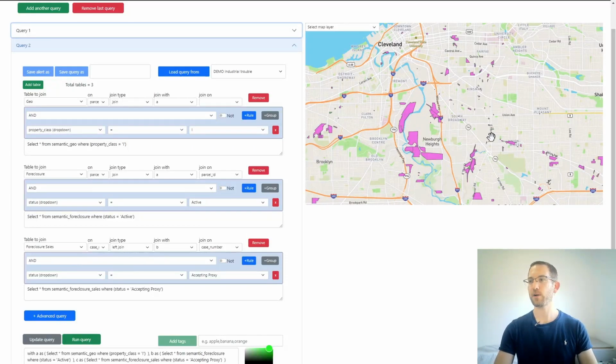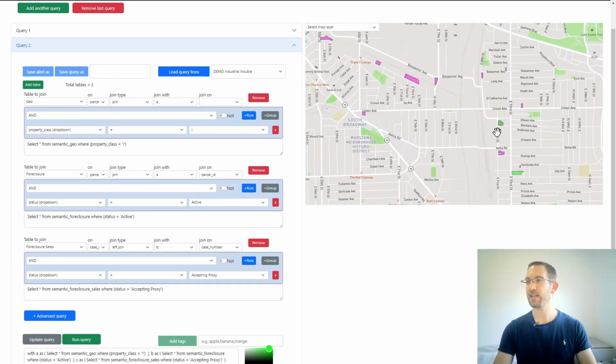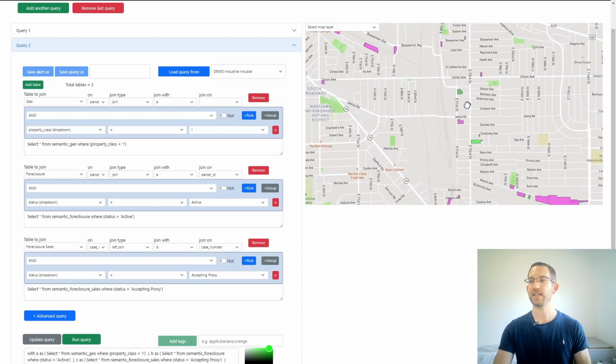Okay, so you can see purple is the industrial properties with tax delinquency, and pocketed in here are some green ones, which are properties that are in active foreclosure. All that information can be gleaned by looking at the data in Biggle Technologies.